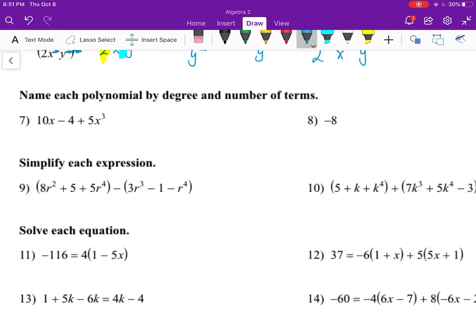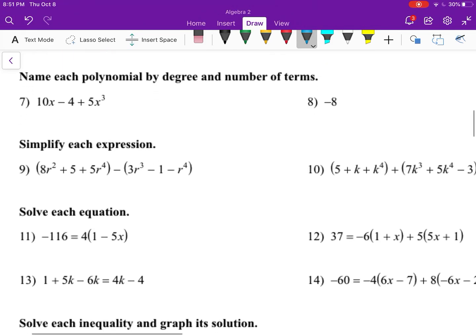In this next segment of the test review, we're going to look at 7 through 10. 7 and 8 say name each polynomial by degree and number of terms. So degree. First of all, we look at the highest degree of the individual terms. When we're looking at degree, we consider the degree of each term, and then the answer is the highest one.